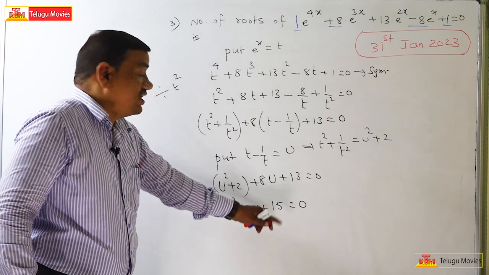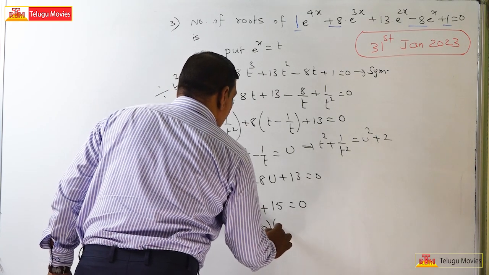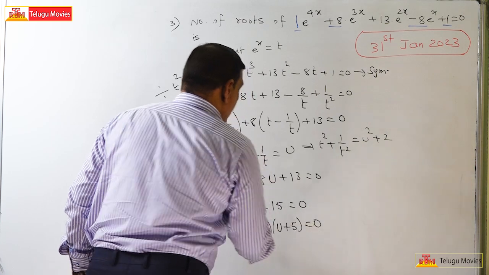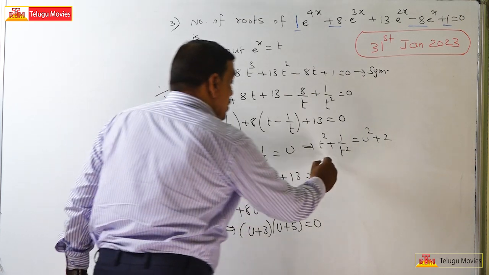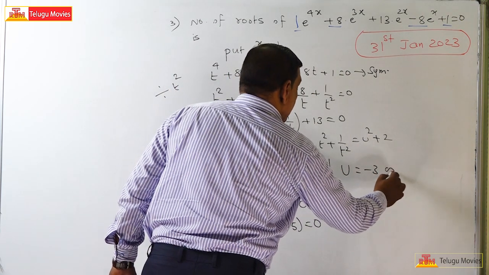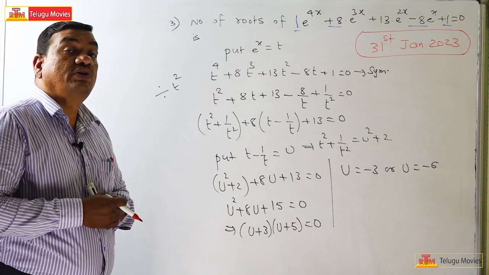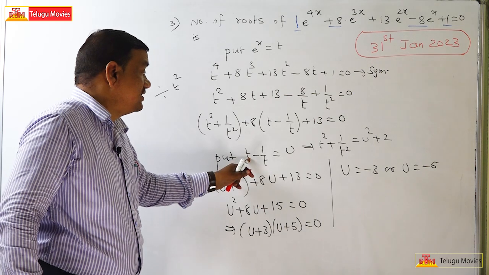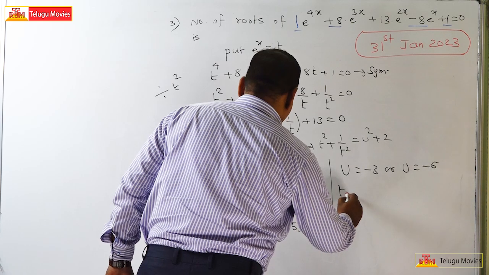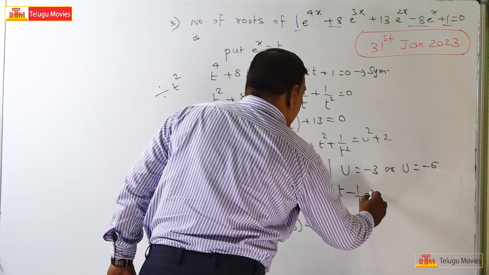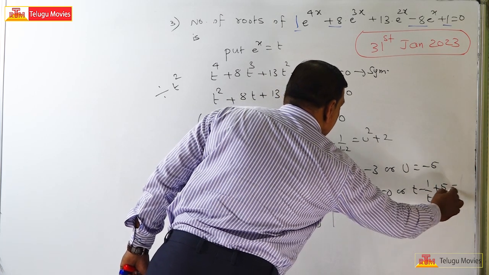So this is a factorization: u plus 3 into u plus 5 is equal to 0. Clear factors, u plus 3 and u plus 5 is equal to 0. Therefore u is equal to minus 3 or u is equal to minus 5. But actually what is your u? Your u is nothing but t minus 1 by t. So t minus 1 by t plus 3 is equal to 0, and t minus 1 by t plus 5 is equal to 0.